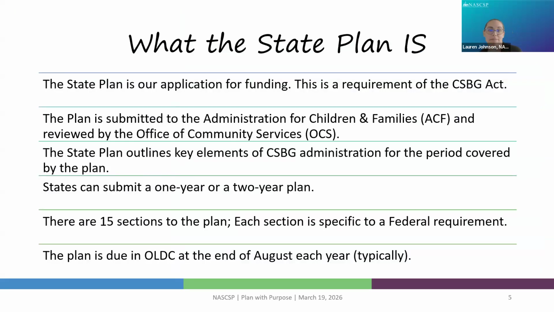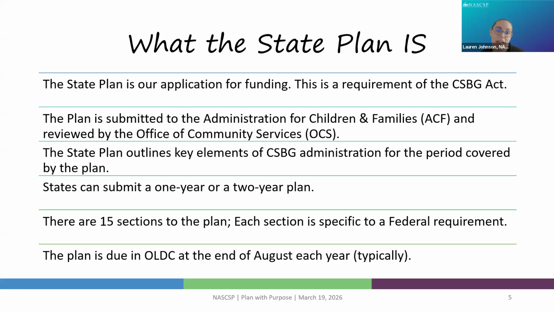So, what is the state plan? Again, it is your application for CSBG funding. It's an Act requirement and is submitted to OCS for review. States can elect to do a 1 or 2 year state plan. Both states that we have on the call today do a 2 year state plan. Both have their pros and cons. One year plans allow states great flexibility to adapt to changing needs. One example is COVID. We learned that we have to be quick on our feet.